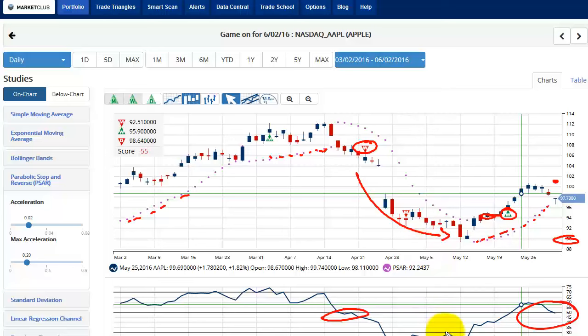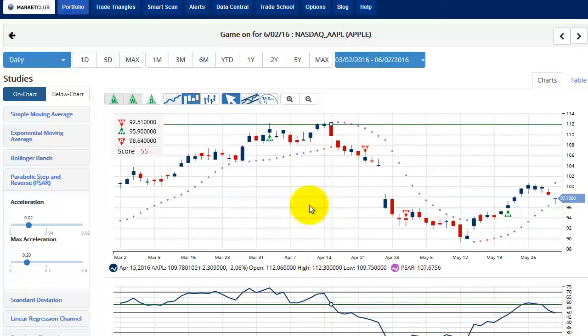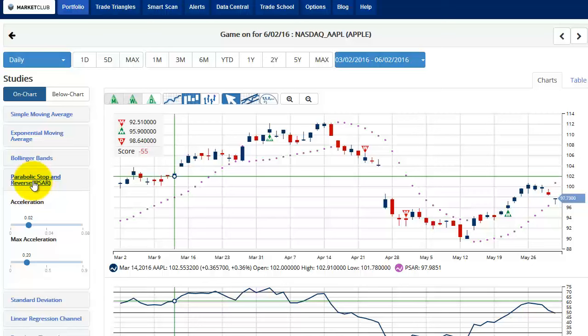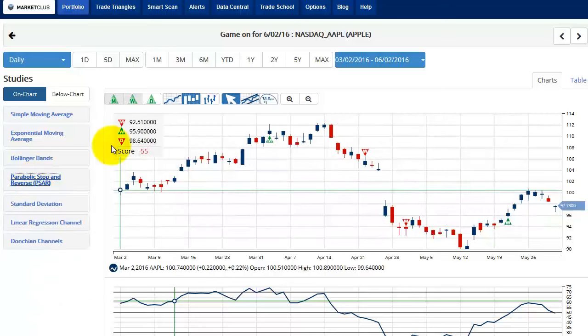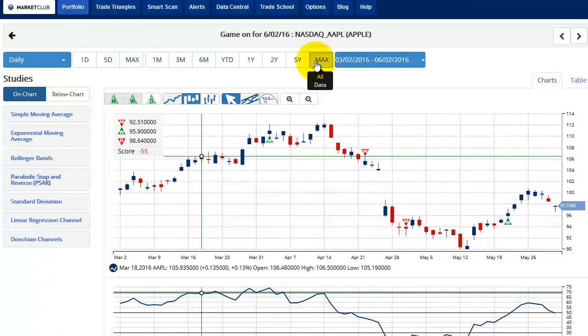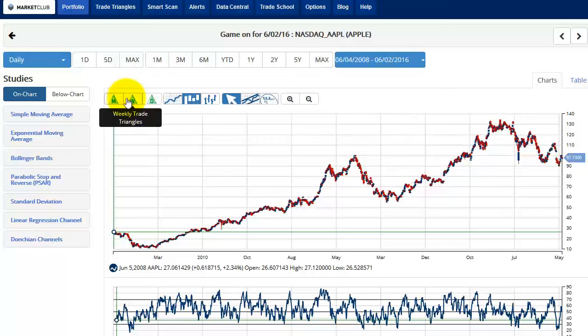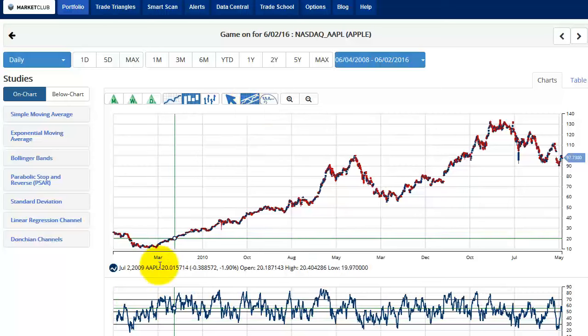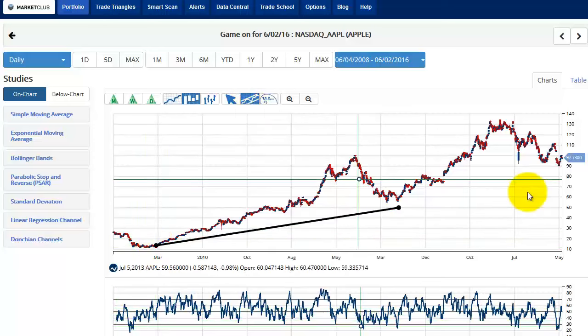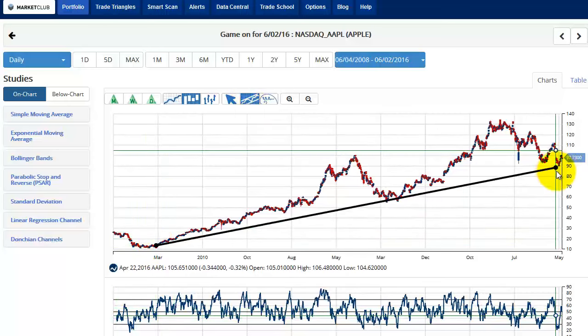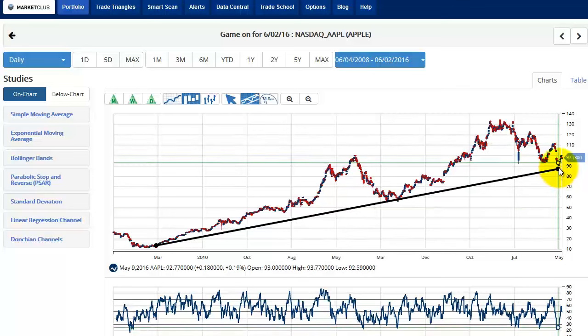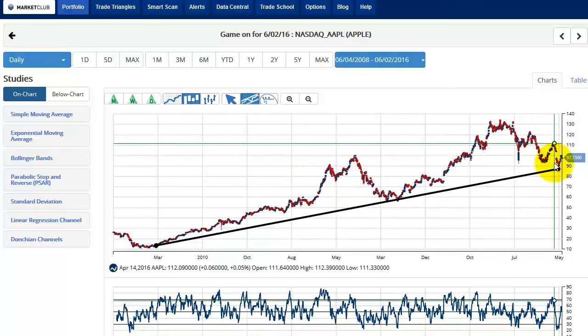One thing to look at longer term. Let me clear the screen, and that is I'm going to take the parabolic off. Easy to do in MarketClub. Just click here, and let's go maximum. Okay, and let's take all the trade triangles off, and let's put a long-term trend line in. If you take our trend line tool, go from the low lows all the way to where we are here, and you pretty much get this low at 90.